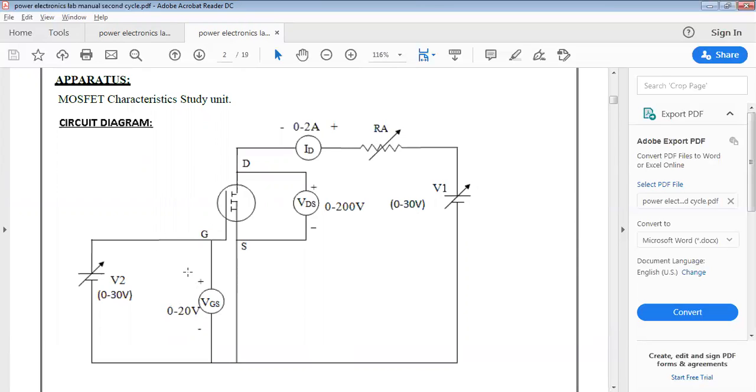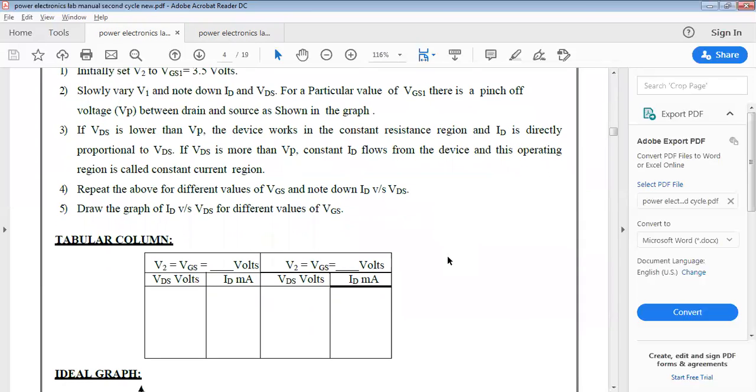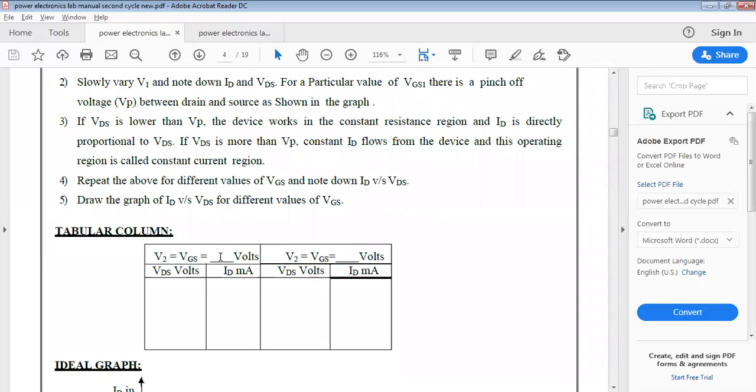It's called the control circuit. So here in this particular drain characteristics, we are fixing the gate to source voltage equal to 3.5, and slowly we are varying V1, and we are noting down the drain current, that is the current through the MOSFET, and the voltage across the MOSFET. If you observe, we need to keep this 3.5 initially, and for the second set of readings we can increase it a little bit, maybe 4.5, and take the same readings, that is voltage across the switch and current through the switch.